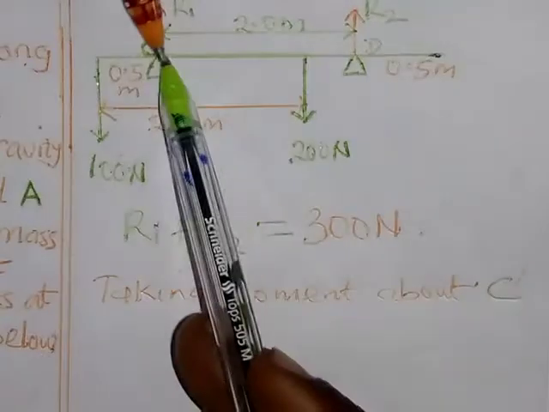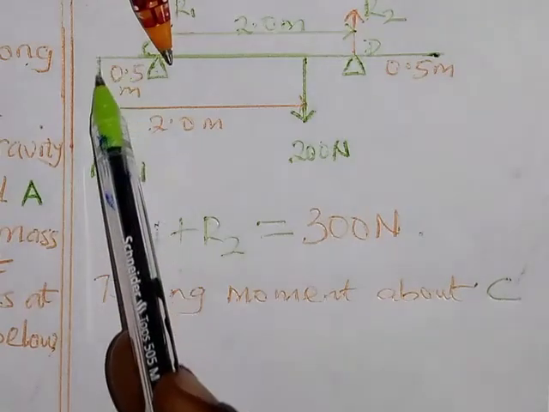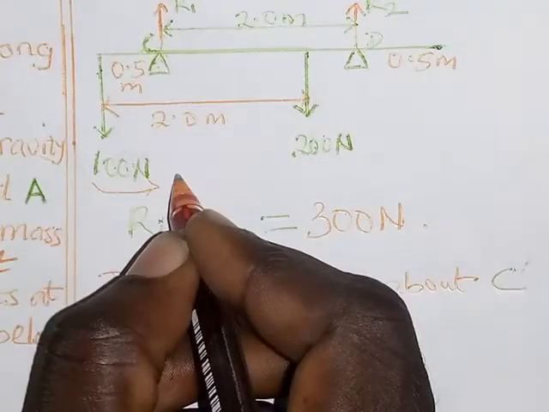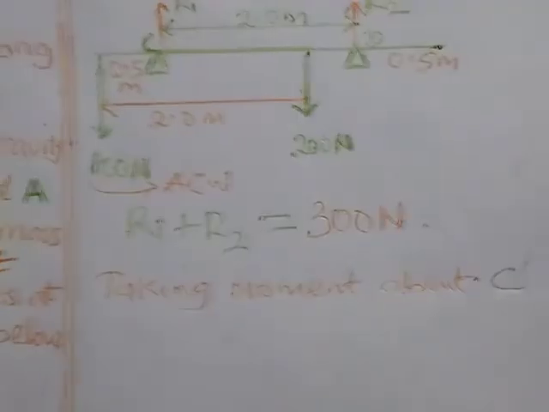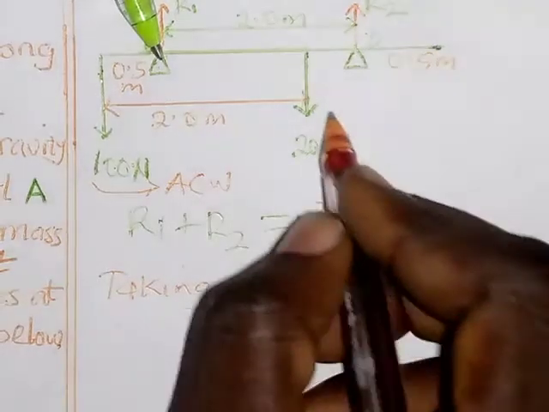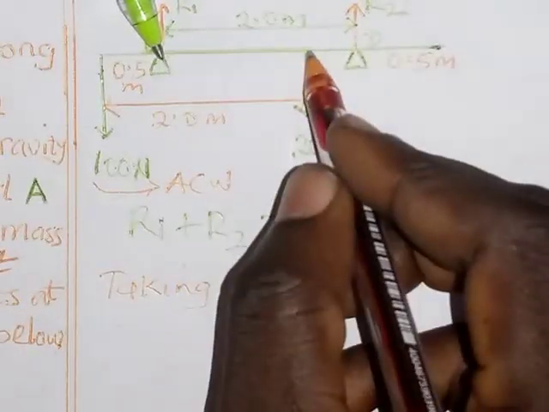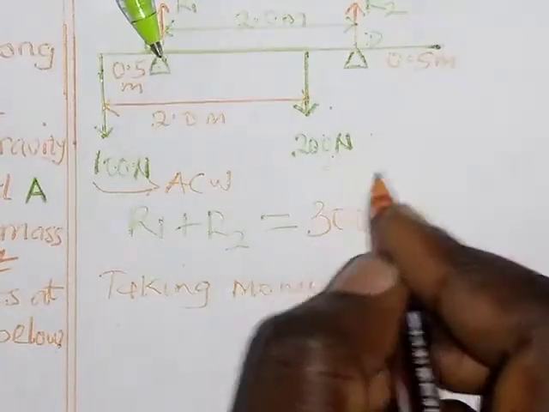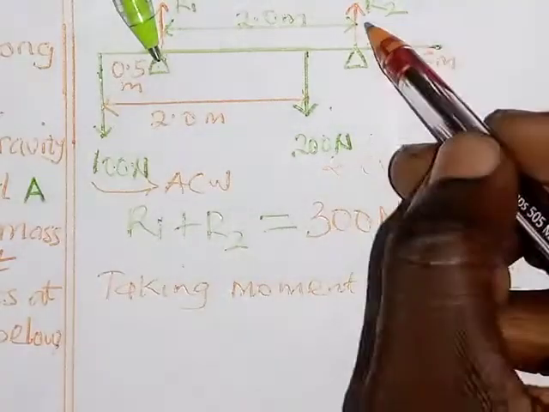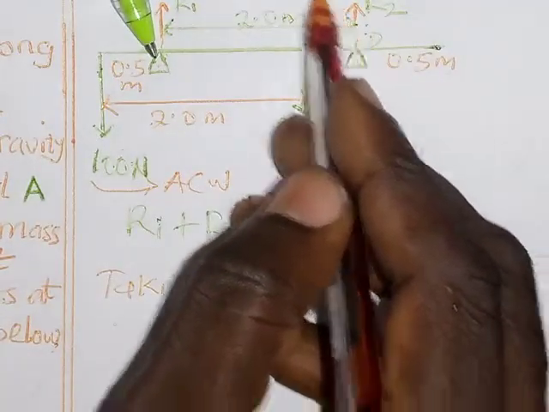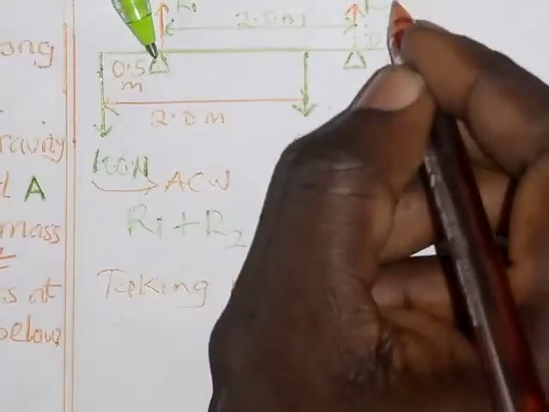Now if I take moment about this pivot, you will notice that this force is going to rotate this beam in this direction. So definitely this is going to be an anti-clockwise moment. So I'll write this ACW, meaning anti-clockwise moment. Then if I pivot this again, this force is going to rotate this beam about this pivot in this direction. So this is going to give me clockwise direction. And with this pivoted, this force R2 is going to rotate this beam in this direction. So this is going to be anti-clockwise moment.